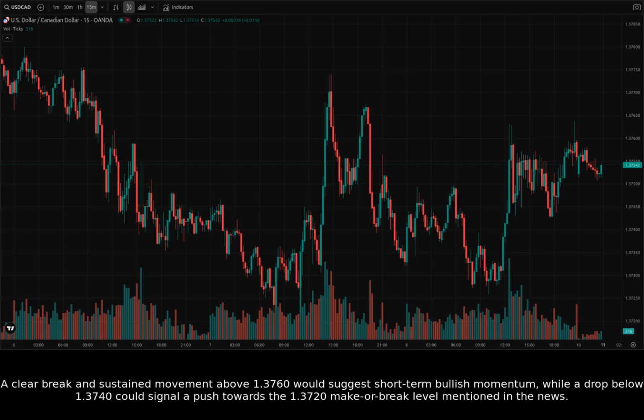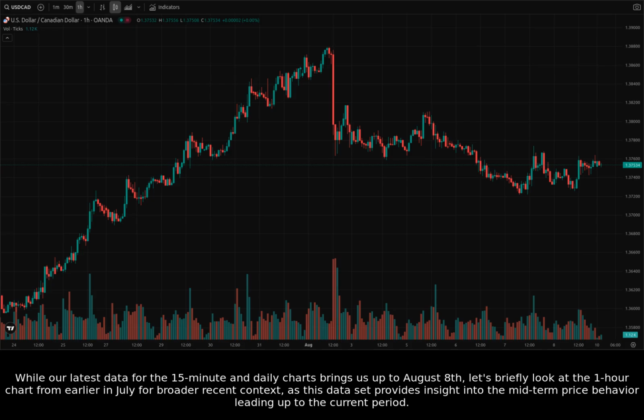A clear break and sustained movement above 1.3760 would suggest short-term bullish momentum, while a drop below 1.3740 could signal a push towards the 1.3720 make-or-break level mentioned in the news. While our latest data for the 15-minute and daily charts brings us up to August 8th, let's briefly look at the 1-hour chart from earlier in July for broader recent context, as this data set provides insight into the midterm price behavior leading up to the current period.